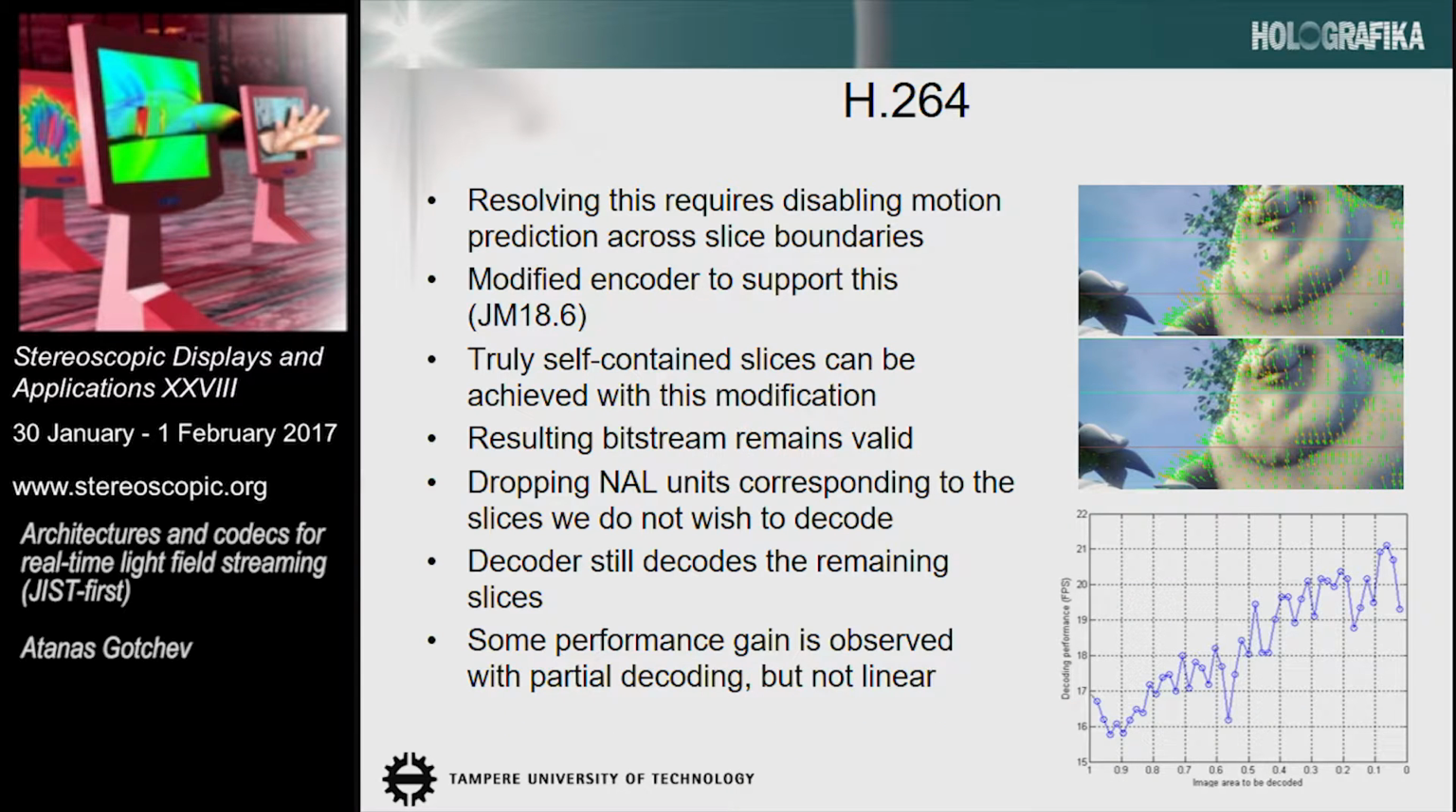So we had to modify the encoder to support self-contained slices, so that the temporal prediction is also done in a slice-wise manner, and we don't have motion vectors across slice boundaries. Then, having these self-contained slices, the direct way is to drop the network abstraction layer units, as if they were dropped by the network.